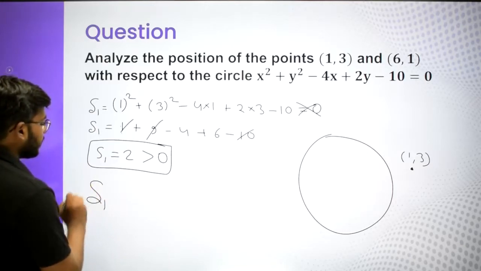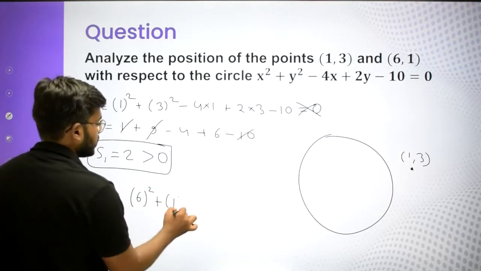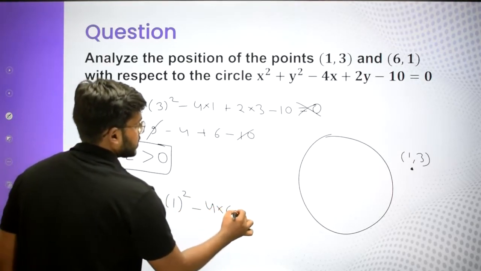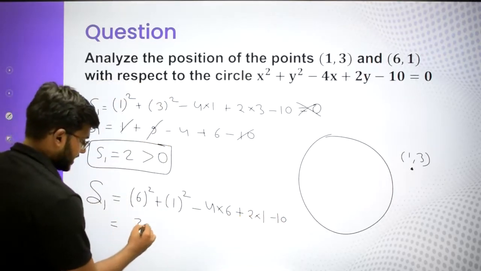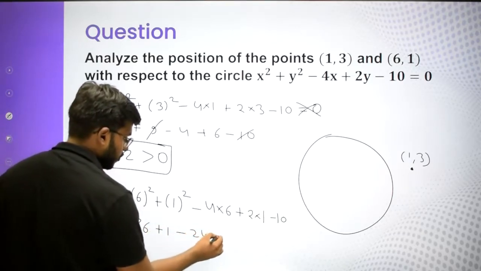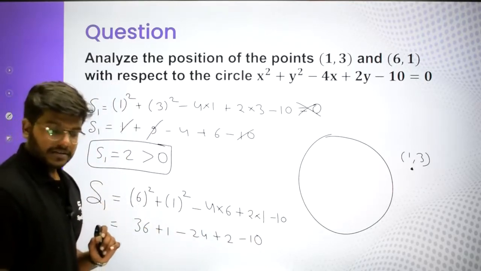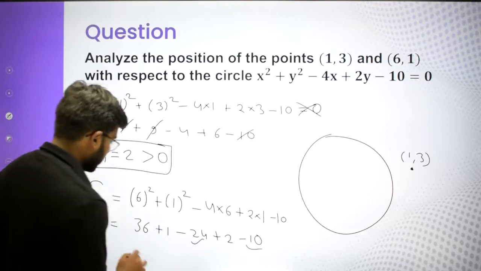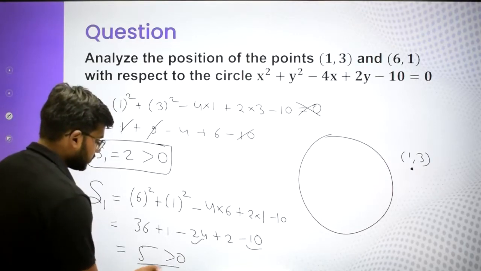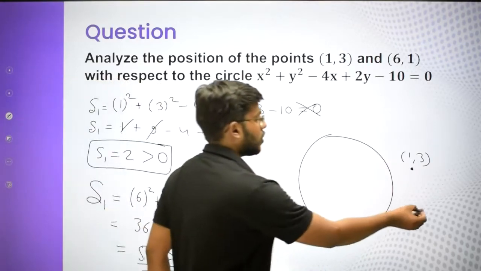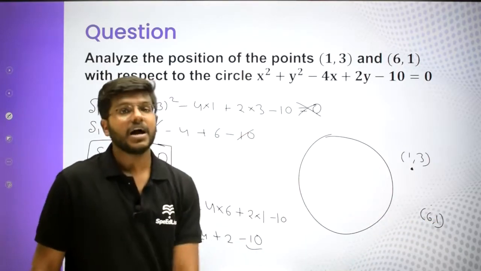Similarly, if I find S1 for (6, 1), that will be what? 6 square plus 1 square minus 4 into 6 plus 2 into 1 minus 10. So this will be what, beta? 36 plus 1 minus 24 plus 2 minus 10. So 37 plus 2, that is 39, and 39 minus 34, that is again coming positive, right? This is again coming positive. So you can say that the point (6, 1) is also lying outside the circle. So both these points are lying outside the circle.